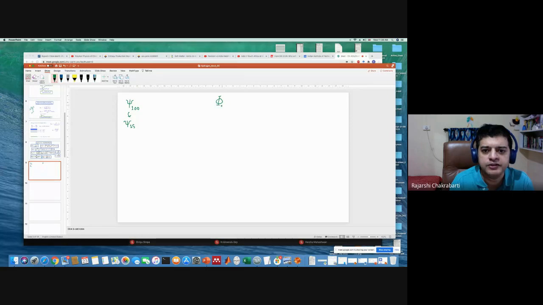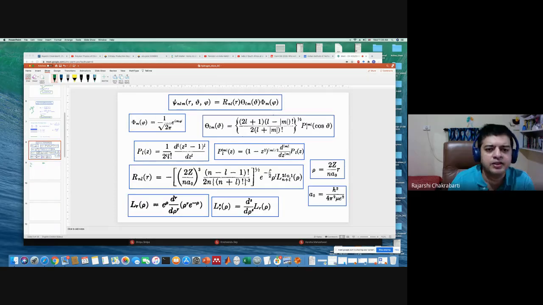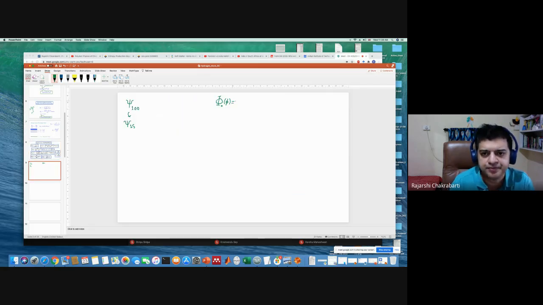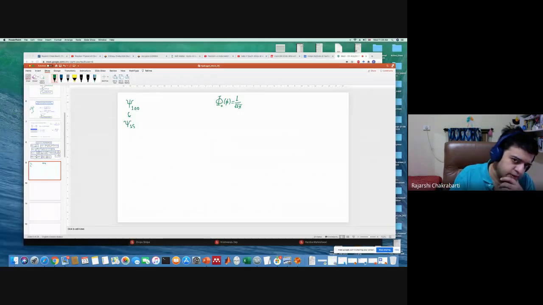This is phi 0, isn't it? What is the answer? 1 over root 2 pi. Yes, it is the exponential of 0, which is 1. So I'll have 1 over root of twice pi, isn't it? Very easy. You will see this is true for almost all of them, because essentially the wave function has no phi dependence. So that is done. Now let us calculate this.